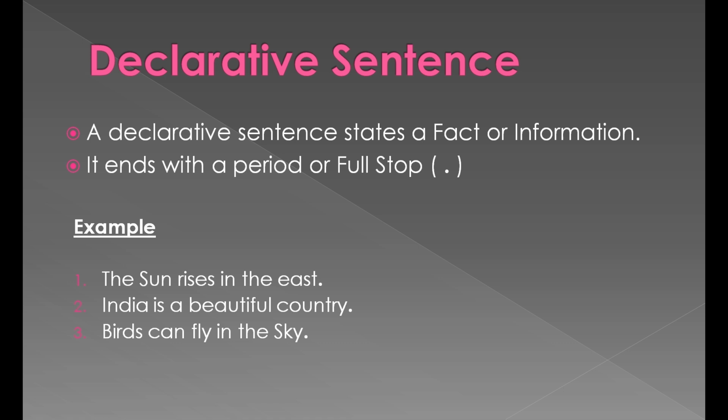Like this, India is a beautiful country. This sentence ends with full stop and it's an information. Likewise, birds can fly in the sky. In this sentence, there is a full stop at the end and birds can fly in the sky is a fact. Therefore, this sentence is a declarative sentence.